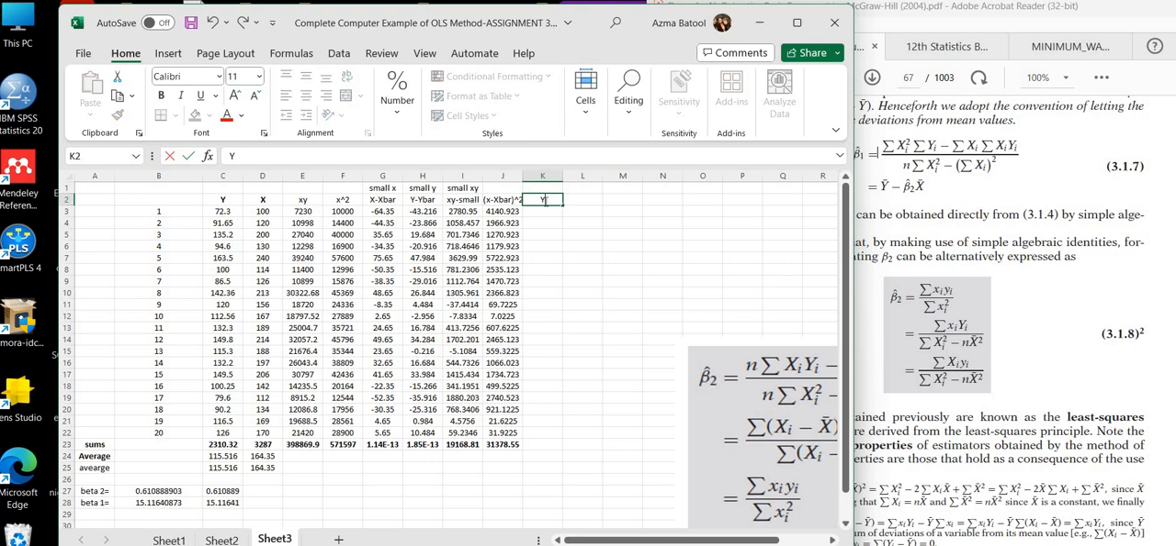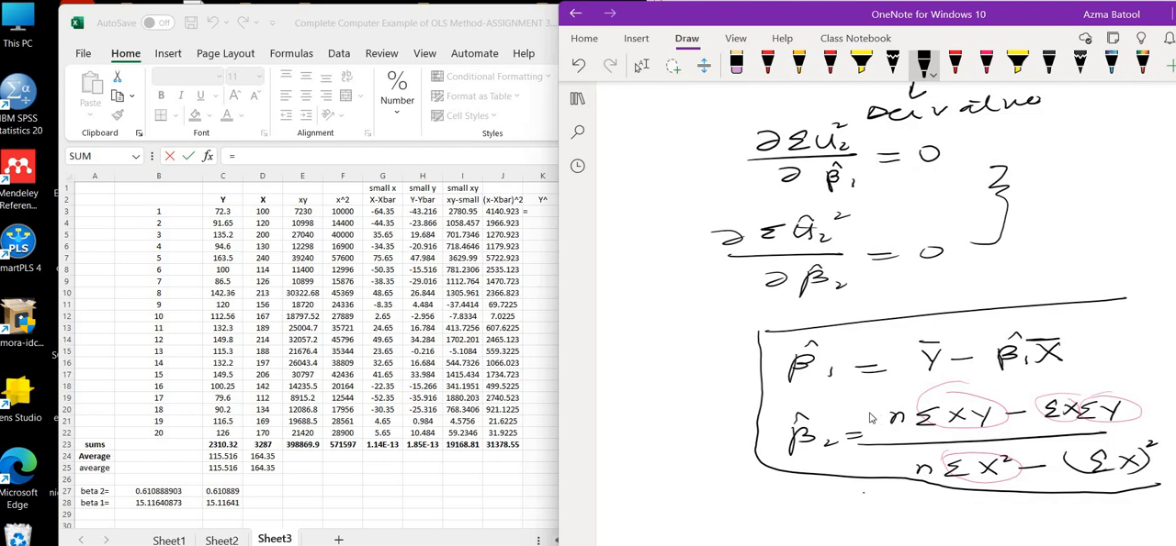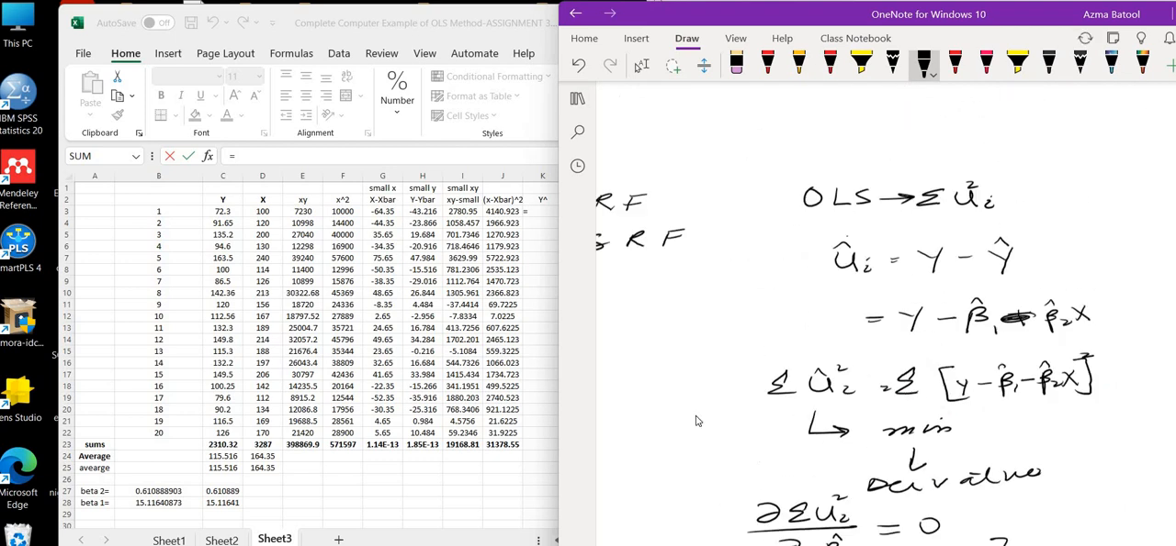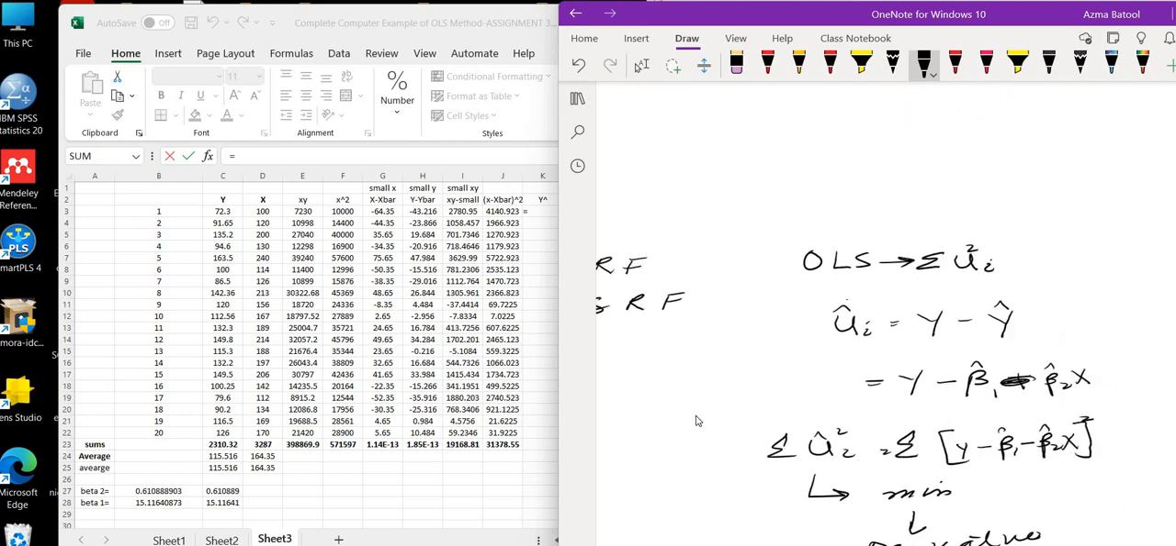So let's say I want to get y hat. How do we get it? What is y hat? Y hat is equal to beta 1 hat plus beta 2 hat. What is beta 1 hat? It is this value. And what is beta 2 hat? It is this value. So let's work it out. Let's have a look at beta 1 hat. We already talked about beta 1 hat and beta 2 hat. Just a minute. Okay, so let me write.